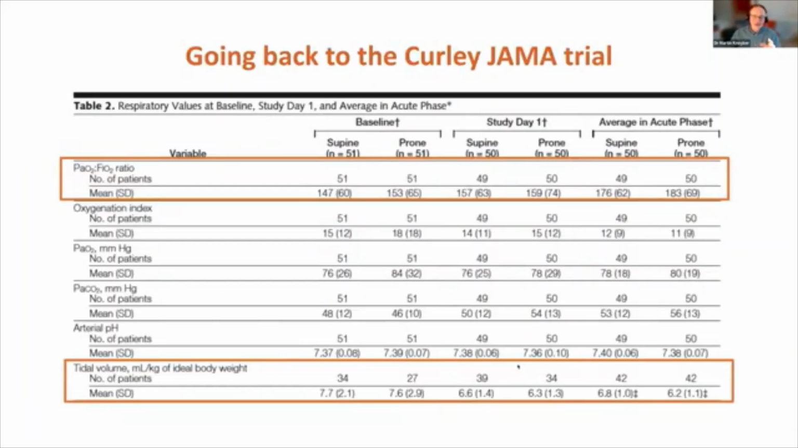So if we know this and we go back to the Martha Curley trial, the only pediatric trial we have, the PF ratio of the patients was about compatible with what Guérin had included. So the baseline was around 150, but the tidal volume was almost approaching 8, so a little bit higher than what you would expect in terms of lung protective ventilation.